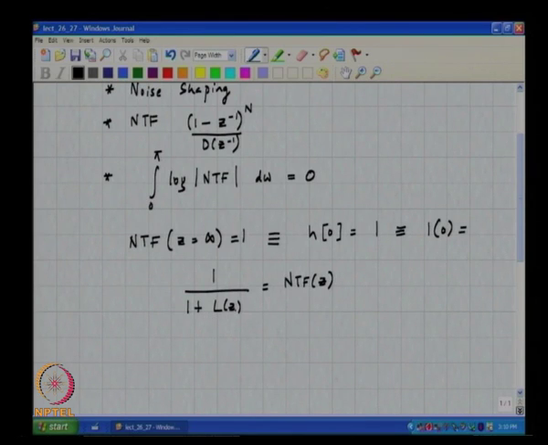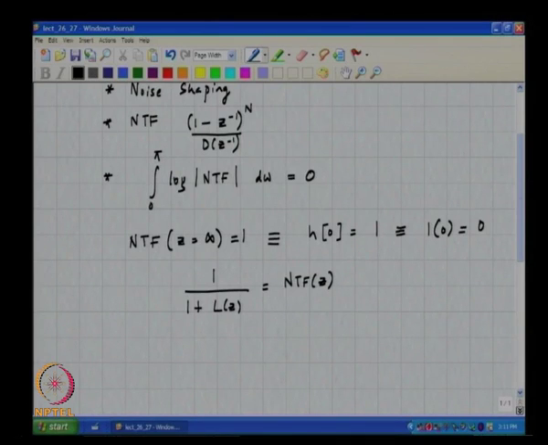So, these are frequency domain relationships. So, 1 by 1 plus L of z in the time domain corresponds to the impulse response h of n, which means that L of 0 must be 0. Please recall that intuitively, what is the meaning of a delay free loop? If you inject an impulse where the quantizer is, nothing comes back before the next sample, which by definition means the first sample of the loop filter output is 0. You understand?